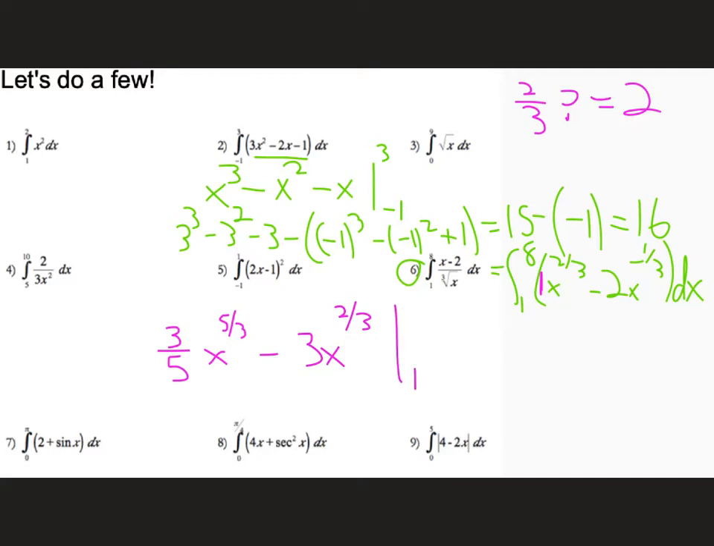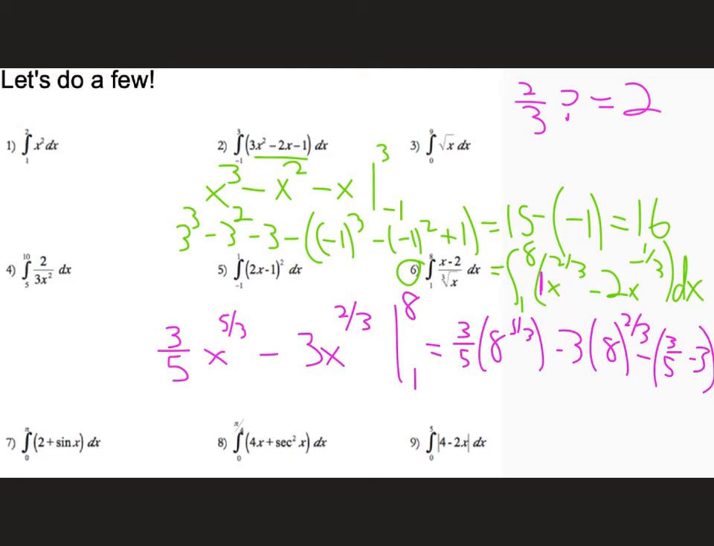And I evaluate that from 1 to 8. So that's going to be 3/5 times 8 to the 5/3, minus 3 times 8 to the 2/3, minus 3/5 minus 3. I'll let you finish the calculation there.